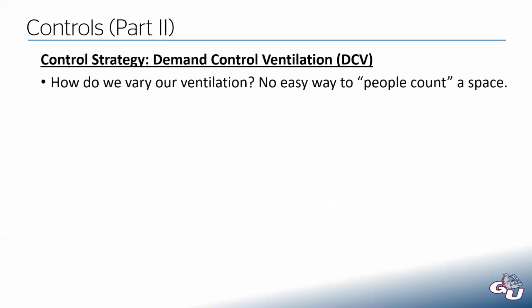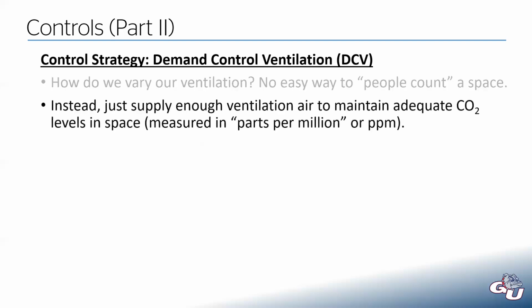So then we need to figure out, how do we vary our ventilation? If we're saying we're only going to provide just enough for how many people are actually there, well, how do we do that? We don't have a people counter. You can't install a device in a classroom that counts the number of people in a space. At least they haven't invented that yet. So what we do instead, we provide enough ventilation air to maintain adequate CO2 levels in the space. And we measure that in parts per million, or ppm.